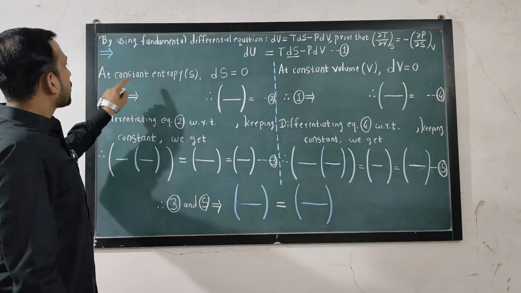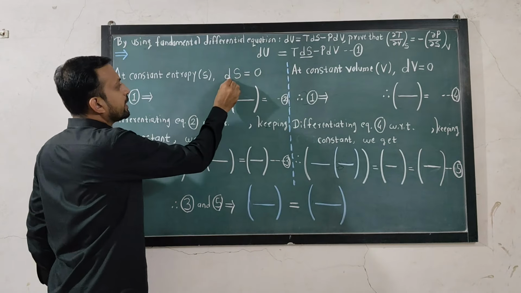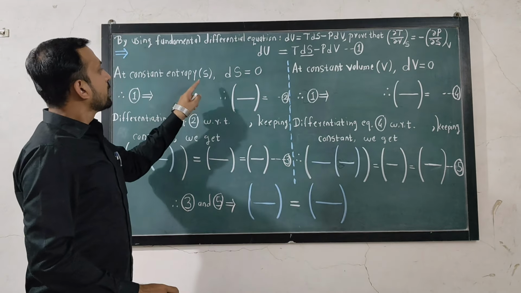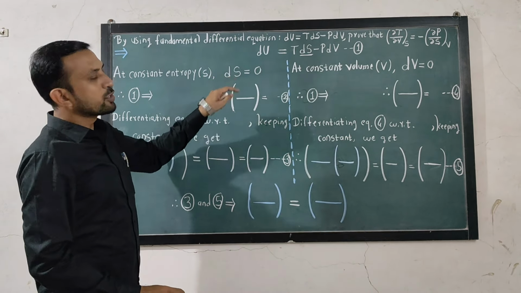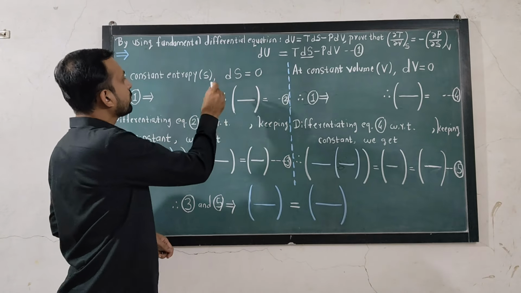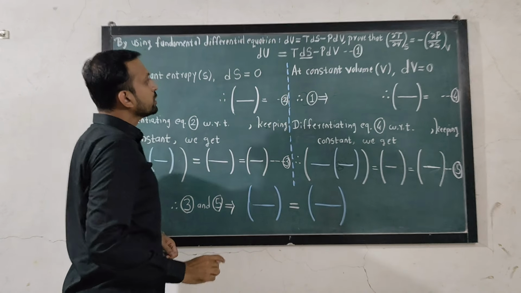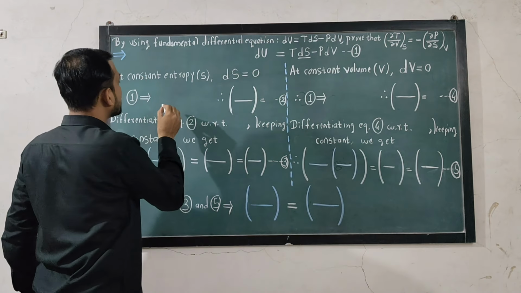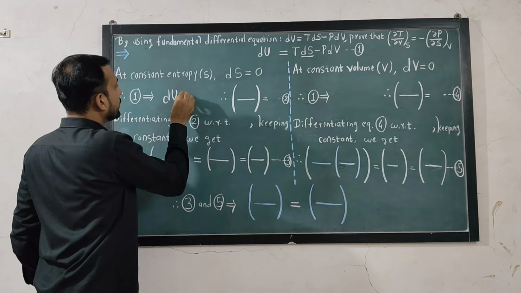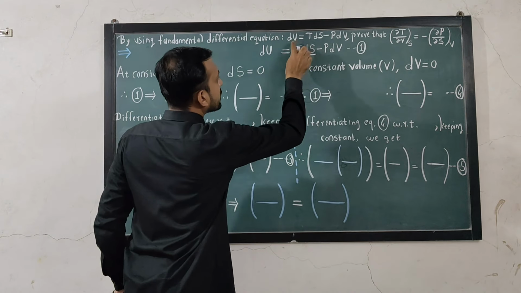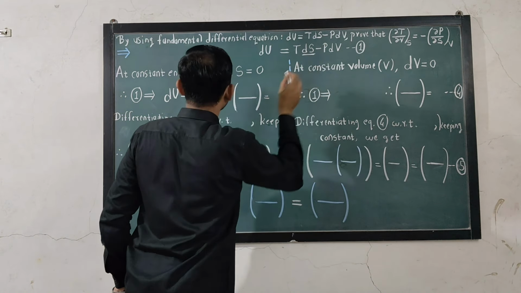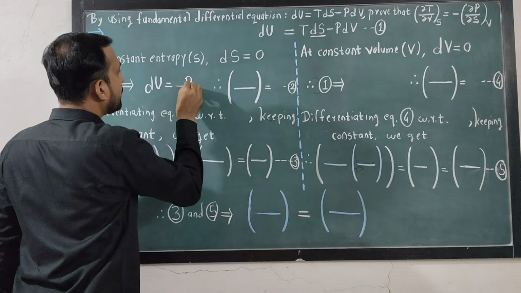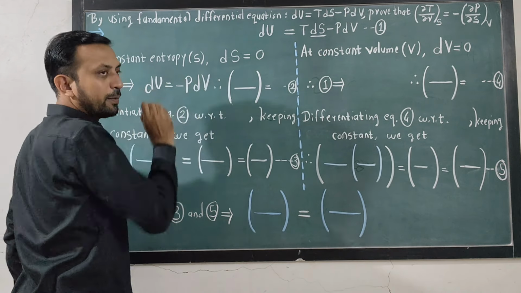Therefore, at constant entropy, dS is equal to 0. That is, when the entropy is constant, the differentiation of a constant term is always 0. Therefore, dS is equal to 0. And therefore, equation 1 implies that dU is equal to T into 0, which becomes 0, equal to negative P into dV.